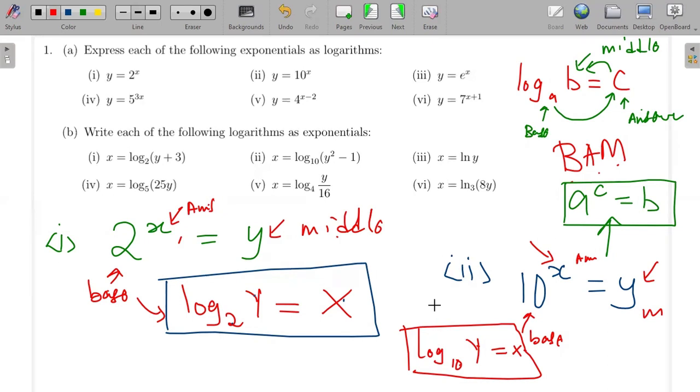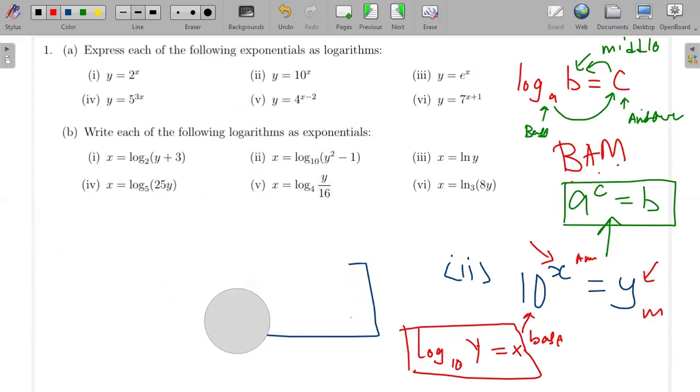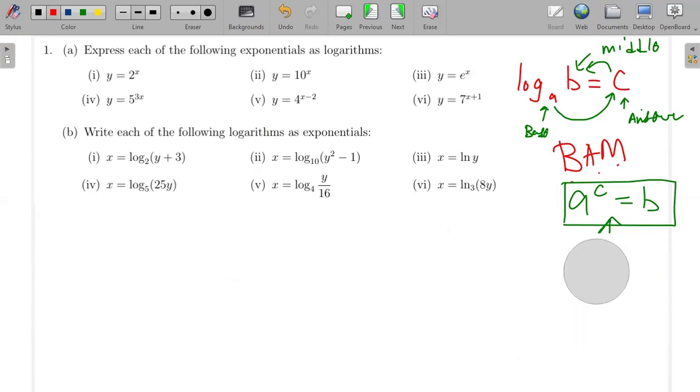Any questions there? Okay, if there are no questions, let's look at the fifth one, because we are just using the same concept. So this one you can try, this one you can try. Let's try out this one. I'll write it as 4 to the power x minus 2 is equal to y. We're doing the same thing. So what are we going to do there? We're going to get our base, our answer, and what is in the middle.